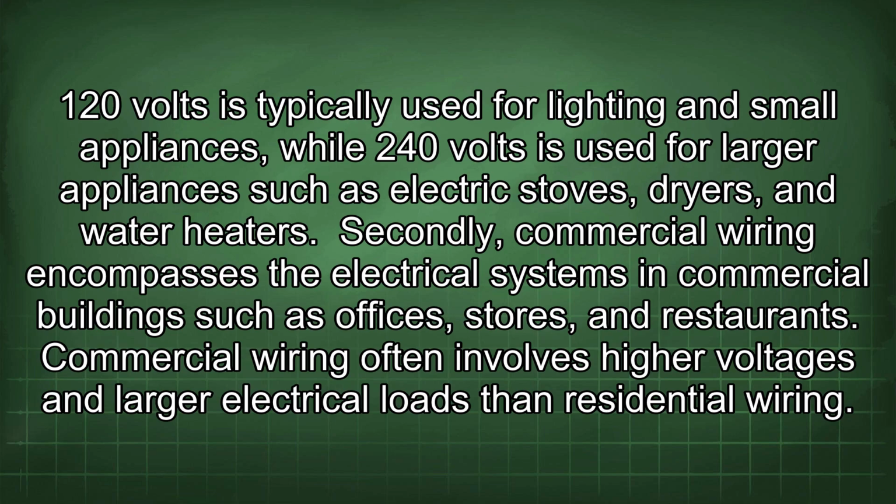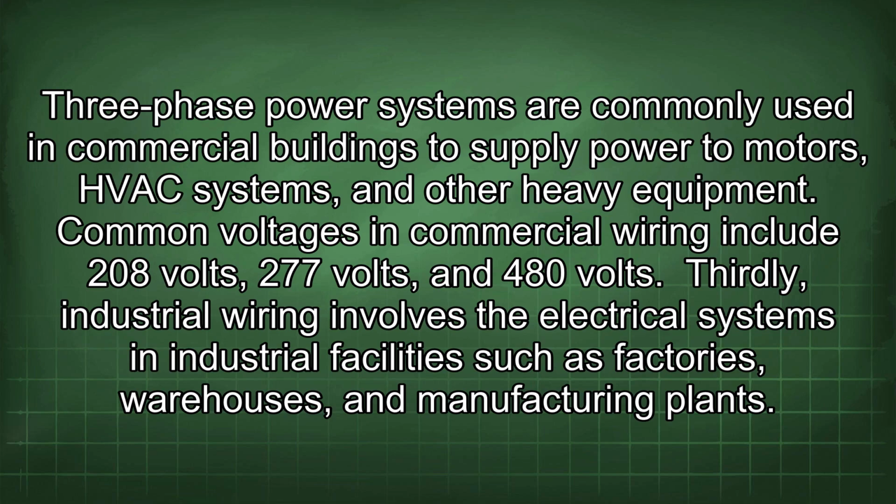Secondly, commercial wiring encompasses the electrical systems in commercial buildings such as offices, stores, and restaurants. Commercial wiring often involves higher voltages and larger electrical loads than residential wiring. Three-phase power systems are commonly used in commercial buildings to supply power to motors, HVAC systems, and other heavy equipment. Common voltages in commercial wiring include 208 volts, 277 volts, and 480 volts.